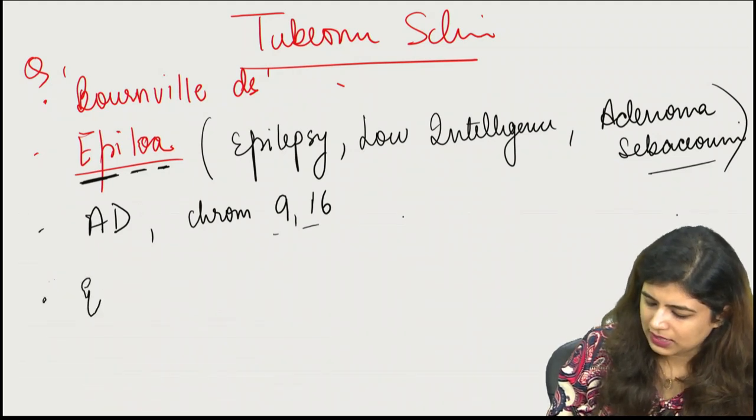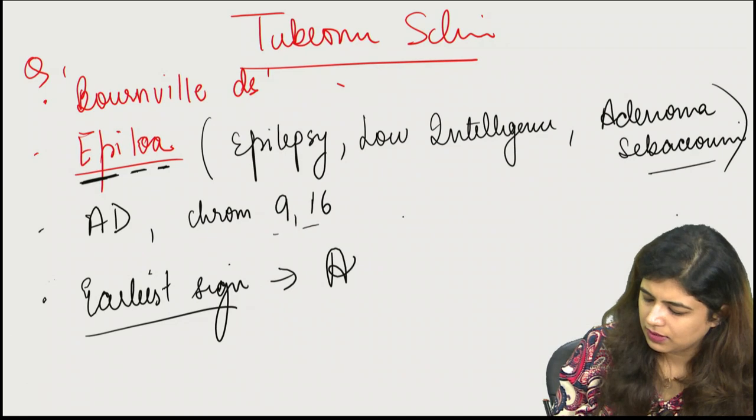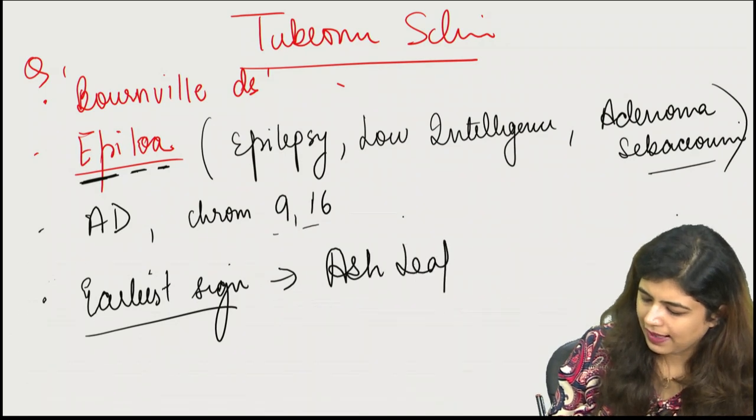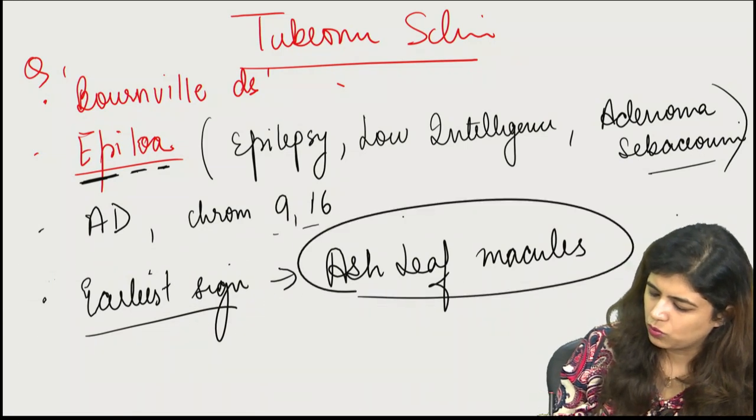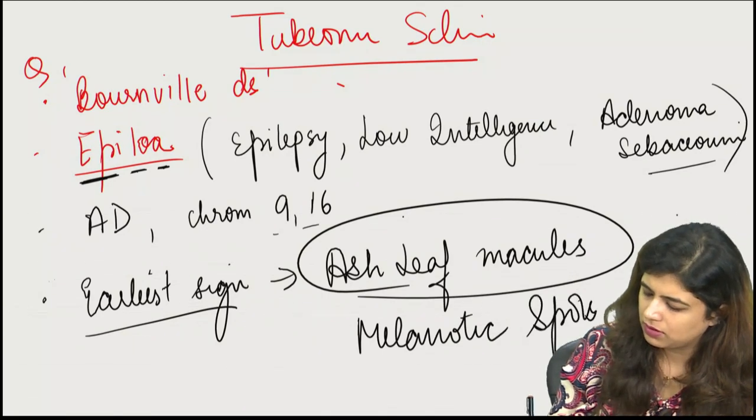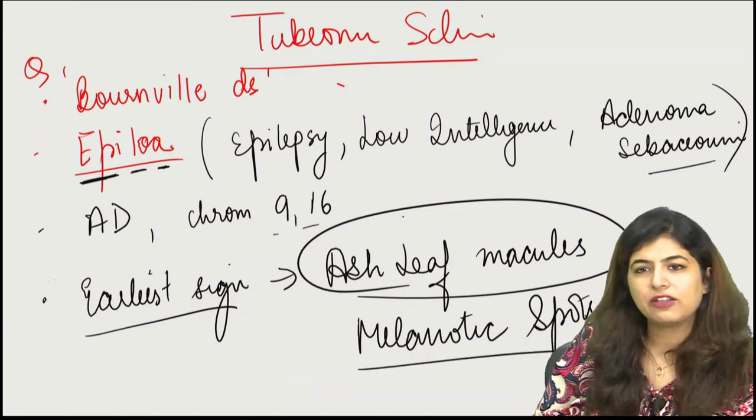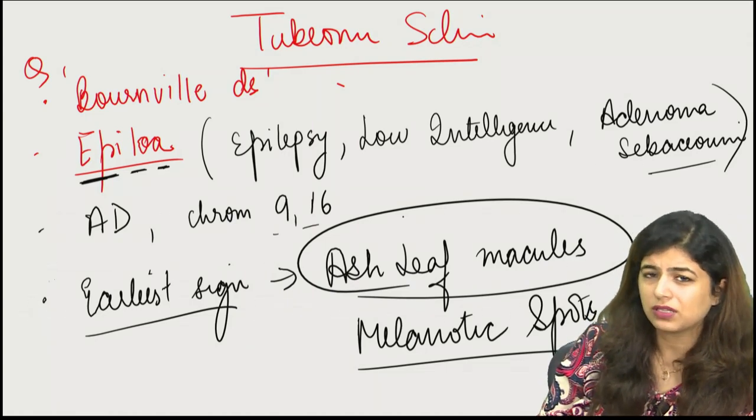What is the earliest finding? The earliest sign to appear on skin is the ash leaf macule, which is also called a melanotic spot. So ash leaf macules are also called melanotic spots, and these are generally present in babies.